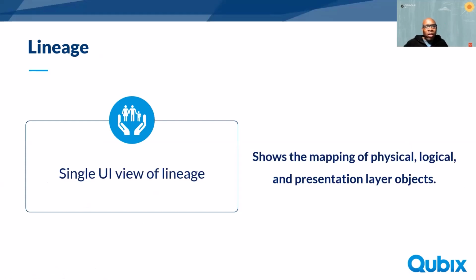The other thing which I did mention is the Lineage Viewer. The main purpose of this is that it gives you a single view of lineage. In the past, if you wanted to do this, you would have to do multiple clicks and look at information in different windows, but you couldn't get a single view. With the viewer, you have a single view of your lineage, and you can look at mappings from the presentation layer through the logical all the way through to the physical.